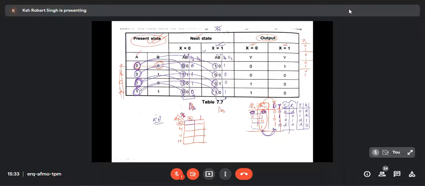0. Okay, 0. What should be here? 0, 0, 1. Yes. Present state 0, 0, 0. X is 1.